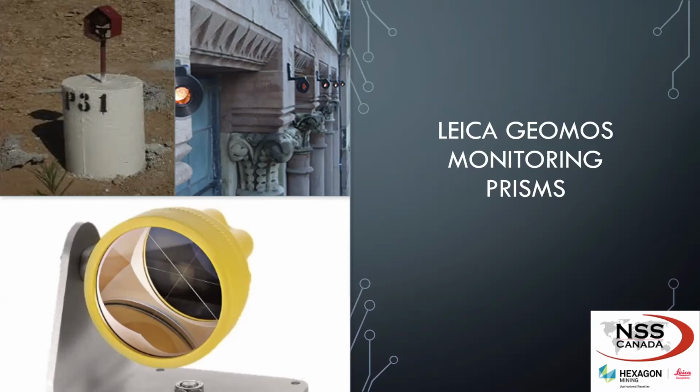So we have this guy right here, which is our GMP112. It has a range of 1,500 meters. Then we have our smaller prisms, which have a range of 1,000 meters, and they are my GMP104s.